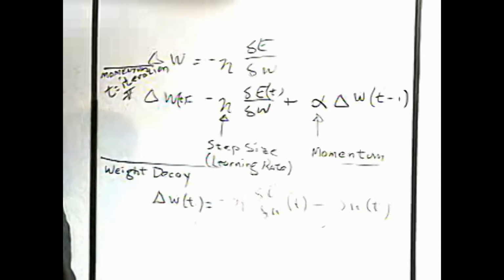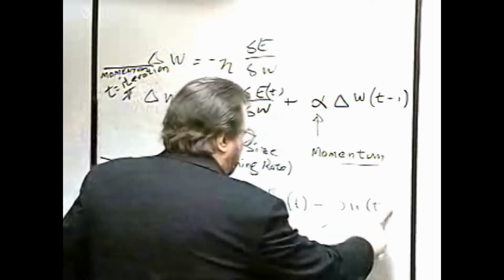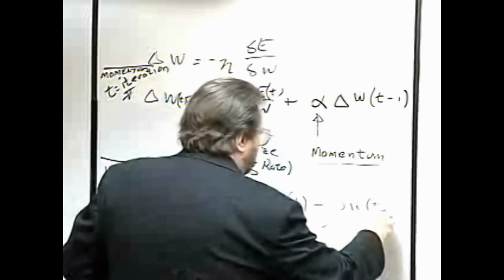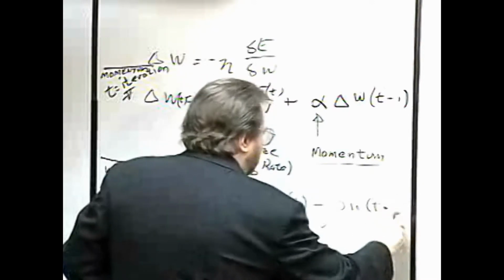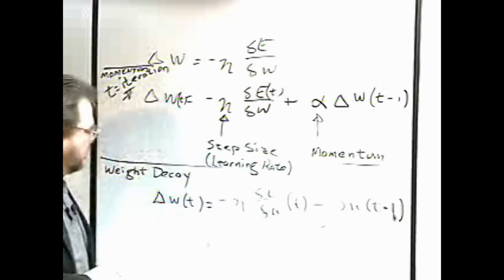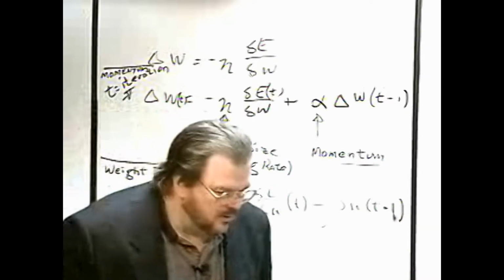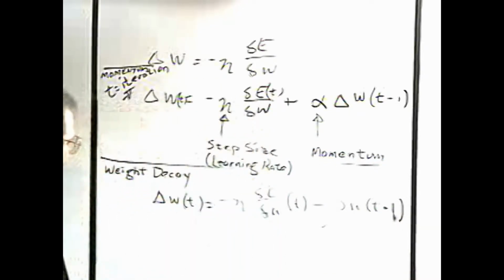Yes? Should that be rho W of t minus 1? You said the previous weight, the rho W of t minus 1? Oh, yes, it should be. Thank you. Let me see if that's in the book. That's not in the book, but I'm sure that makes a lot of sense.